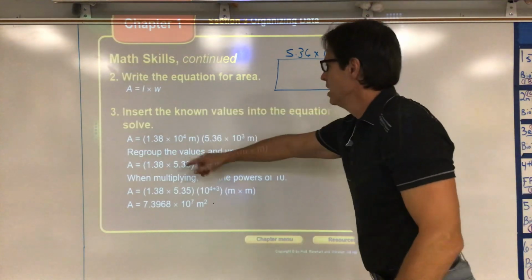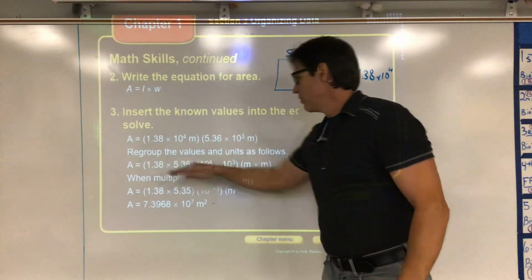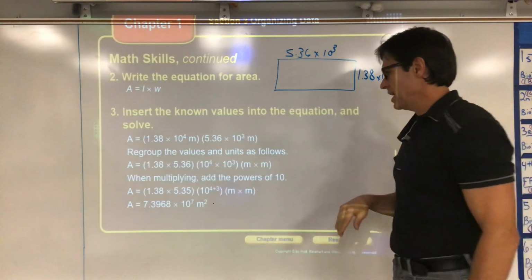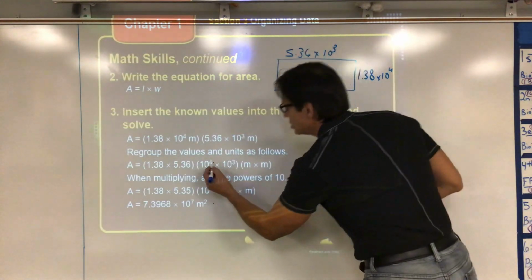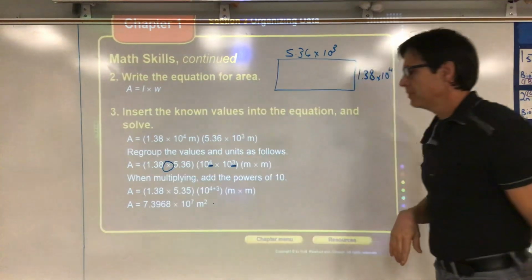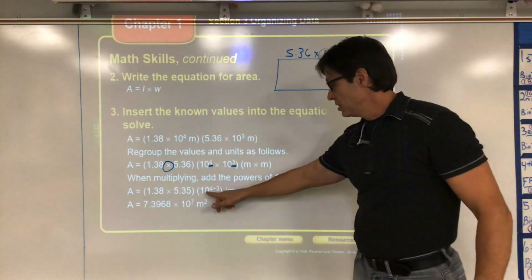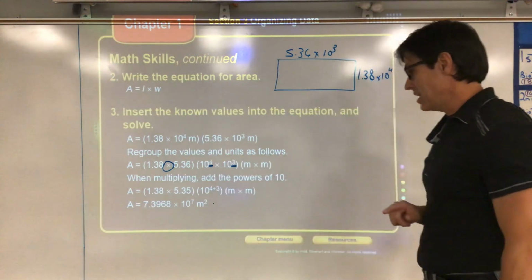I'm going to multiply those two together. Here it is showing it to you. When I regroup the values, remember what it said, I'm going to add those exponents. When I'm multiplying the values, the exponents get added together. So 4 and 3 makes 10 to the 7th, right?